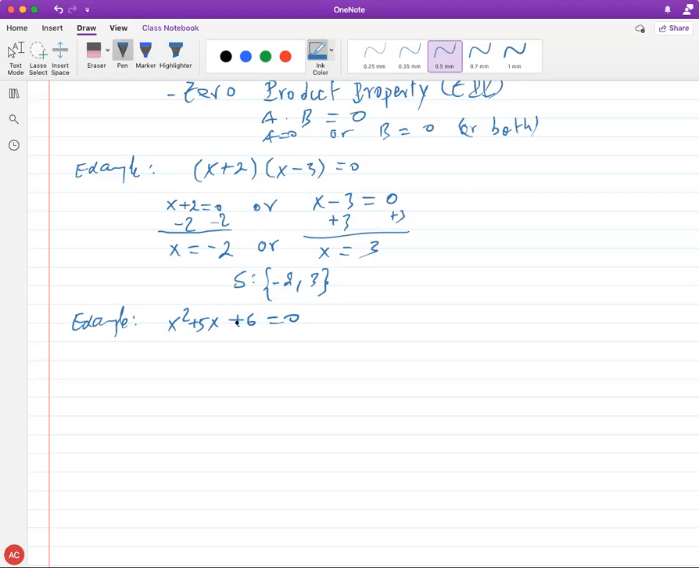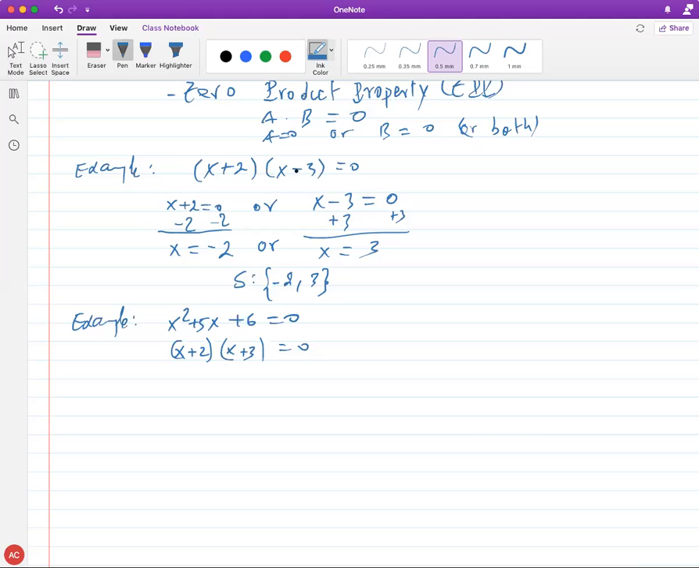So first, always look for a GCF. We don't have a GCF. We're going to turn this into this. So we need 2 numbers that multiply to what? 2 and 3. 2 numbers that multiply to +6 and add up to +5 would be 2 and 3.